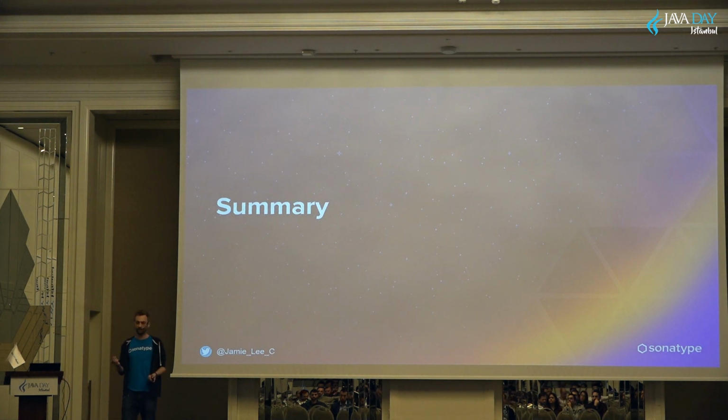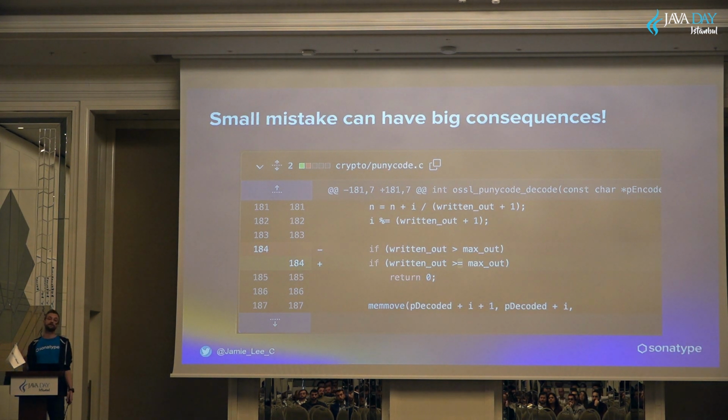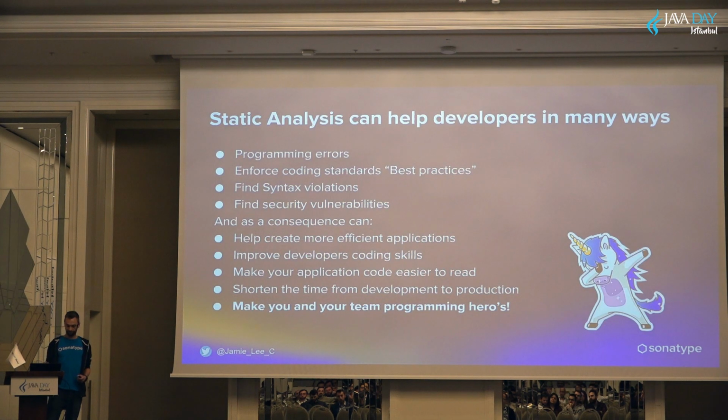So to summarize, to end my talk, because I know we're getting to the end of the day, I just want to reiterate: small mistakes can have very big consequences, and static analysis is there to make sure, because we're all just human, that we don't make stupid mistakes in our code, because it happens all the time. I do it all the time, and that's what it's here for.